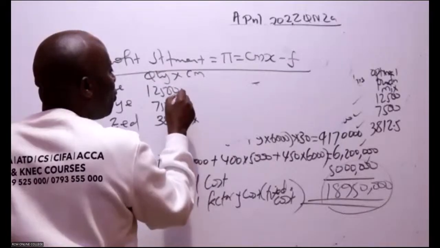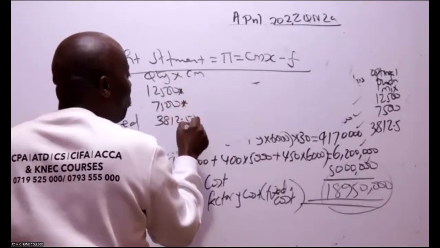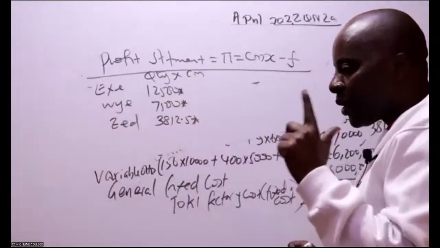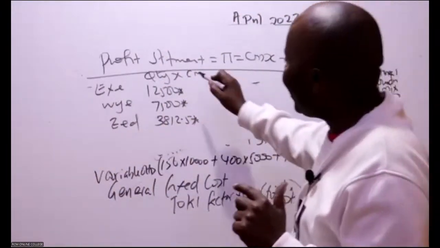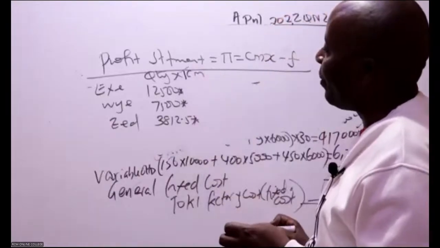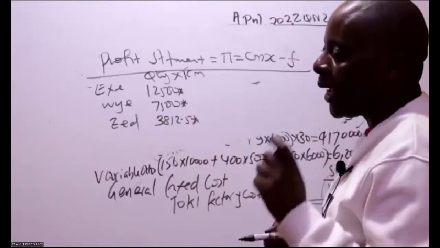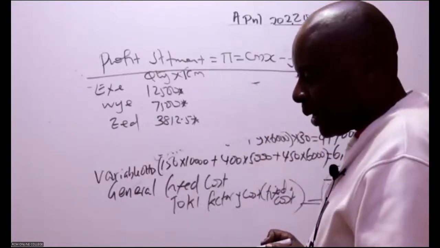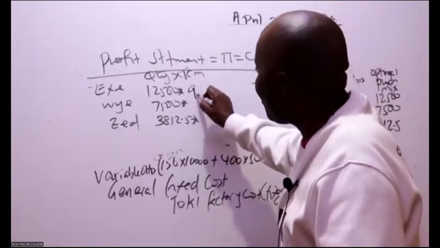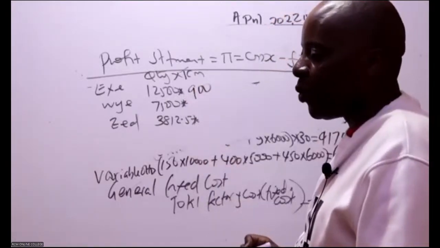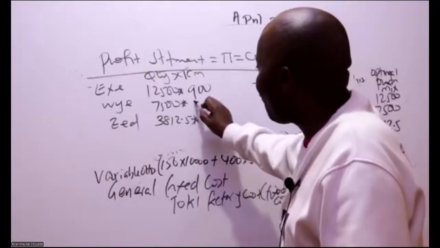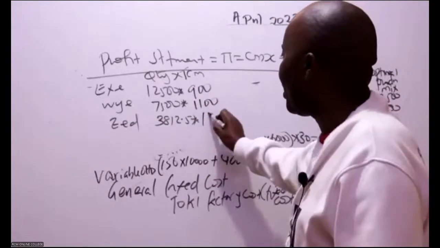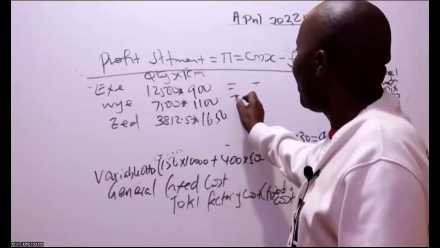Are you able to remind us what the throughput contribution was, not the other normal CM? Actually, I should write here TCM, throughput contribution margin, for X. Is there somebody who is able to remind us? Lilian tells me it was 900. How about Y? 1100 for Y. How about for Z? 1650. Yeah.